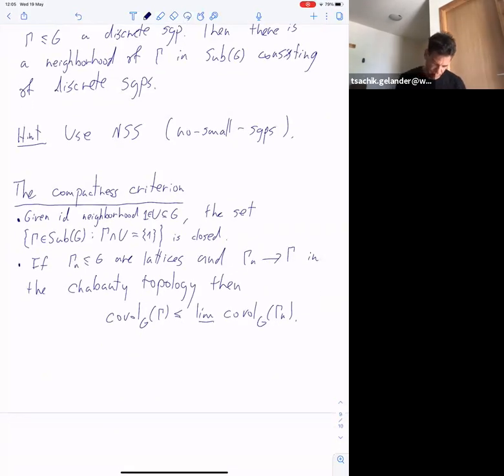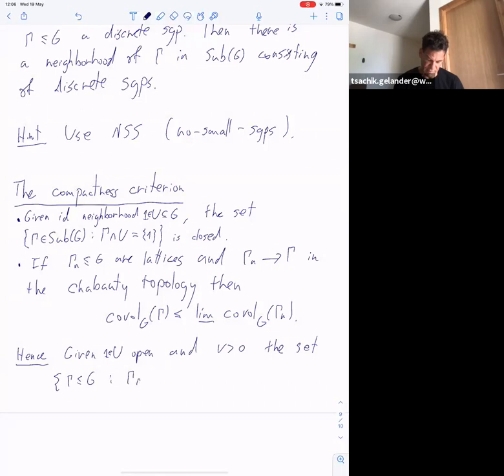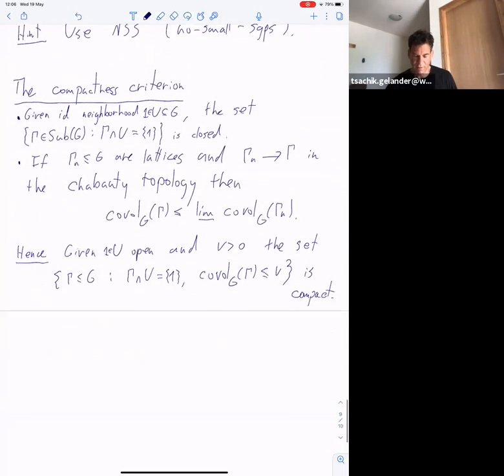And the corollary, hence, given U open and V, the set of all gamma in G such that gamma intersection U is trivial and the covolume of gamma is at most V is compact. So let's call this one and two.